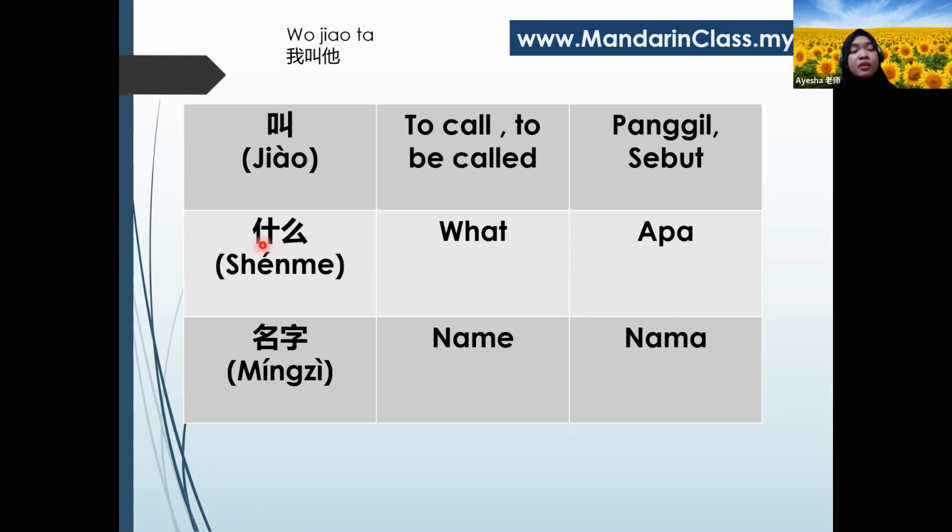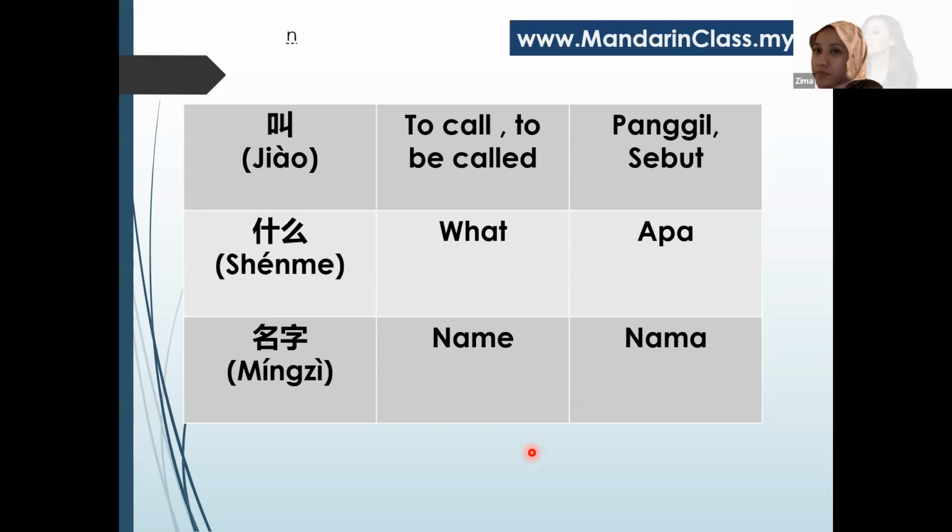Let's repeat after me for the next word. 什么. One more time. 什么. Next word is 名字. 名字. Now, we can combine everything on this slide except for this one, to form a sentence already. You just add another word.